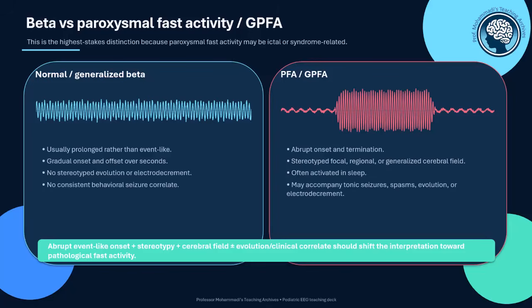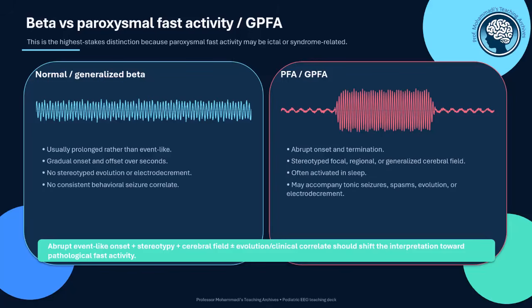Paroxysmal fast activity, including generalized paroxysmal fast activity, behaves very differently. It starts abruptly, ends abruptly, and recurs in a stereotyped fashion. It has a convincing cerebral field and is often activated during sleep. Depending on the underlying epilepsy syndrome, it may accompany tonic seizures, epileptic spasms, electrodecrement, or further ictal evolution.